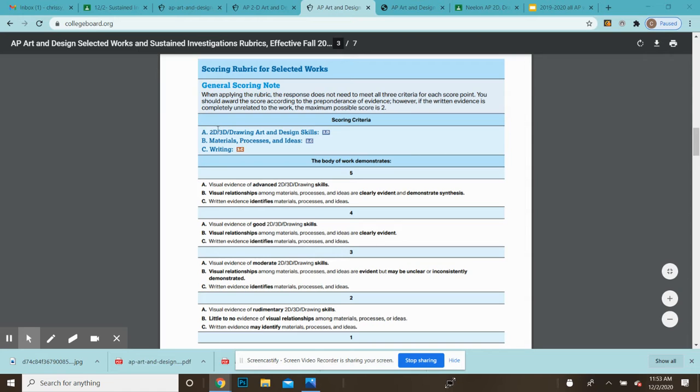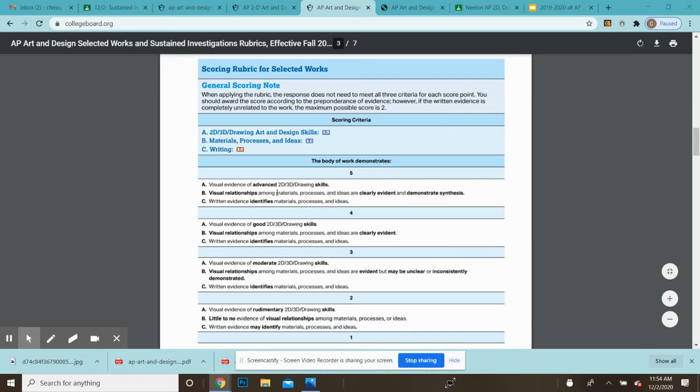So in the art part right here in A, if you get a 5, that means that your visual evidence of advanced skills, 2D, 3D, or drawing. So you have advanced skills and there is evidence of that. That's what they look for. And then visual relationships among your materials, processes, and ideas.